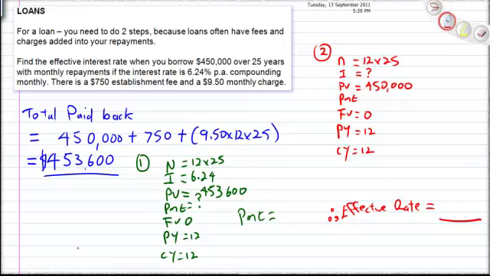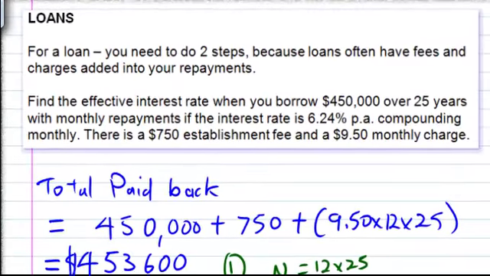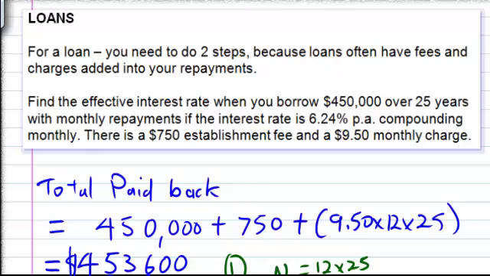Loans are slightly different. With loans, you've actually got to do two steps, because some loans have fees and charges in them, and they get added on to how much you've got to repay. So you've got to work out how much the loan's going to cost you with all the fees and charges, and then take them out and work out what interest rate would get you that. So let's have a look at how you do it. First thing I've got to do is work out the total paid back. Let's have a look at this question here and we'll go through it.